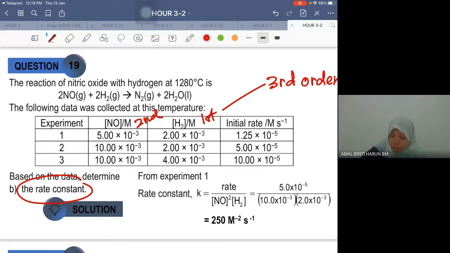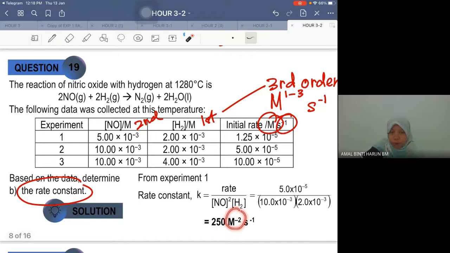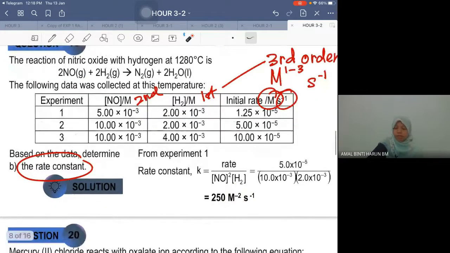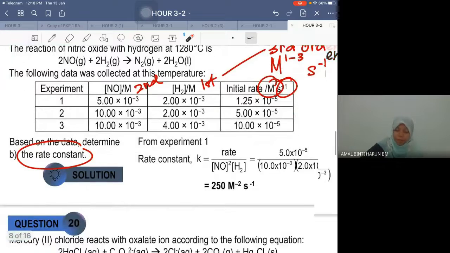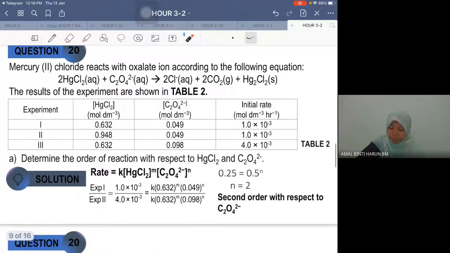Apa unit third order? Ni molar ni dengan second kan? Molar minus 1 minus total order 1 minus 3 per second. So 1 minus 3 is negative 2, molar negative power of negative 2 per second. Okay? Boleh? Nombor 20.